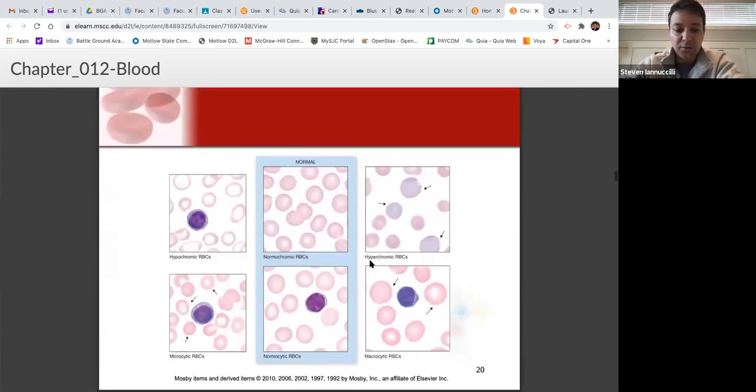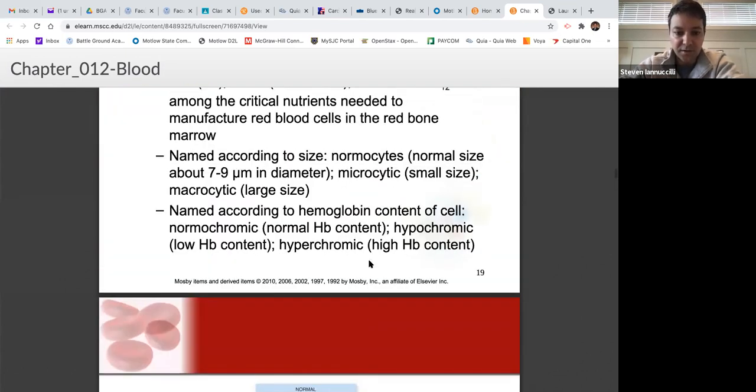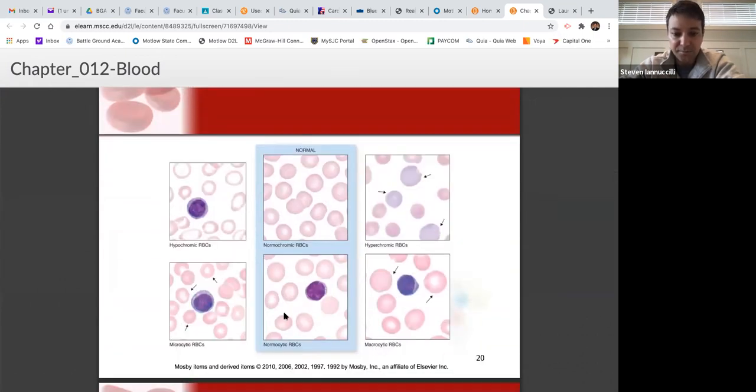We can see a picture here of examples of these two things, the hyper or the normochromic versus the normocyte. So in the middle here, we have normocytes. This is a typical red blood cell. Don't look at the purple ones for now. The purple ones are white blood cells, so don't look at those right now. Look at just the pink ones and the whitish ones. So here's our normocyte, which is our normal sized red blood cell.